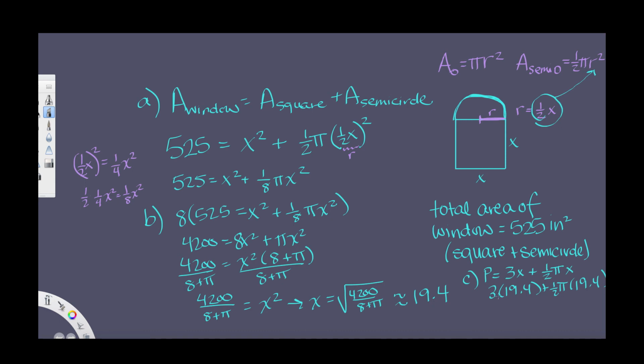So again, this problem is just really asking you to use that value of x and find the perimeter of your window. Again, the perimeter of the window is made up of 3 sides of the square and half of the circumference of the circle. Circumference of the circle being pi times diameter. The diameter of this whole circle is x. So half of the circle, half of the circumference would be half pi times diameter.